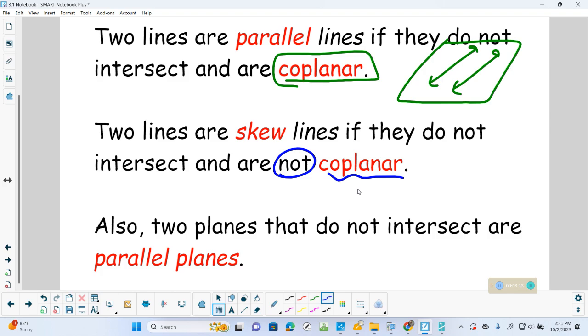So 2 planes that do not intersect, of course, are parallel planes. Now, clearly the word theme of the day here, parallel. Again, if you don't like to write parallel all the time, don't forget there's that little geometry symbol that means parallel. You're welcome to use that symbol too if you don't want to write it.